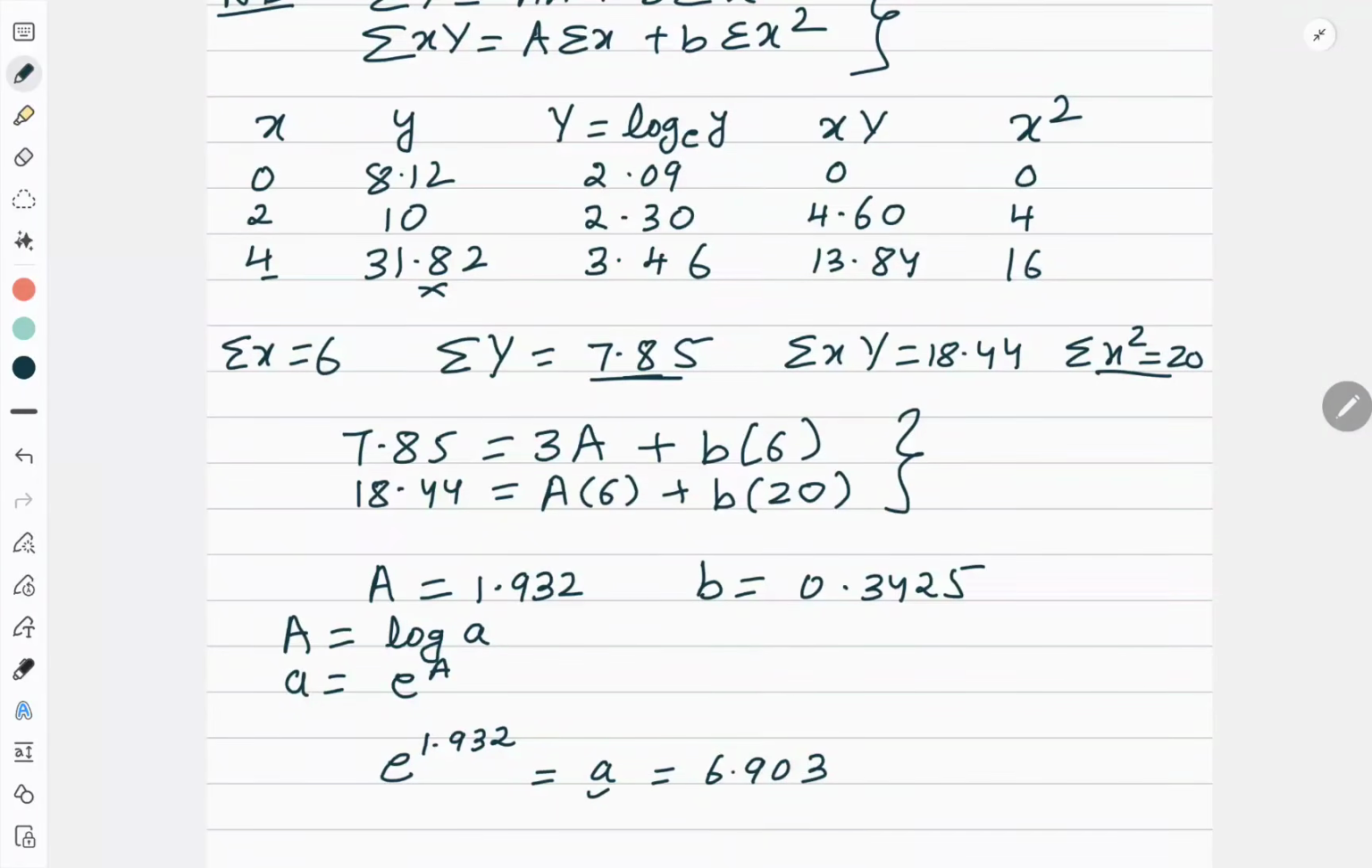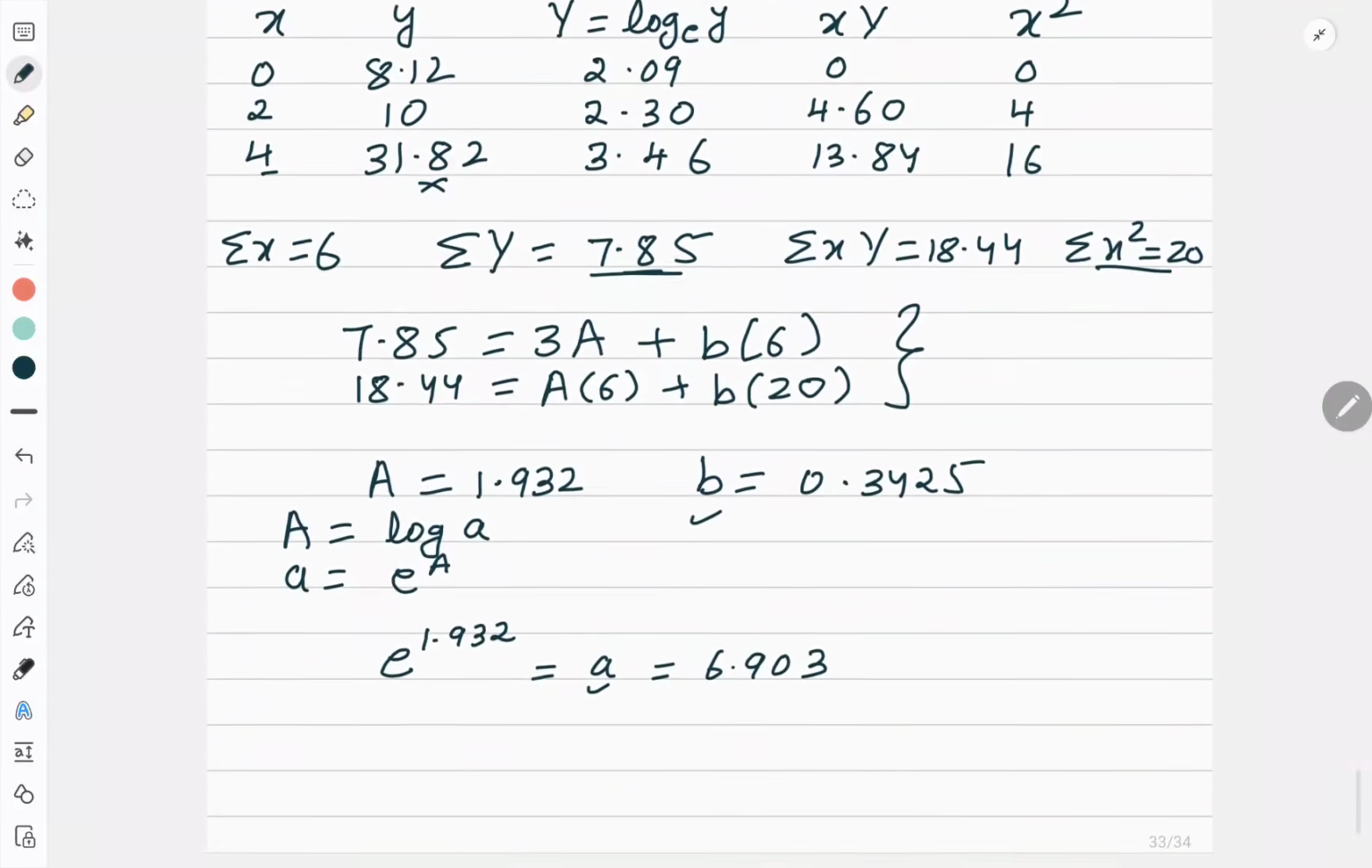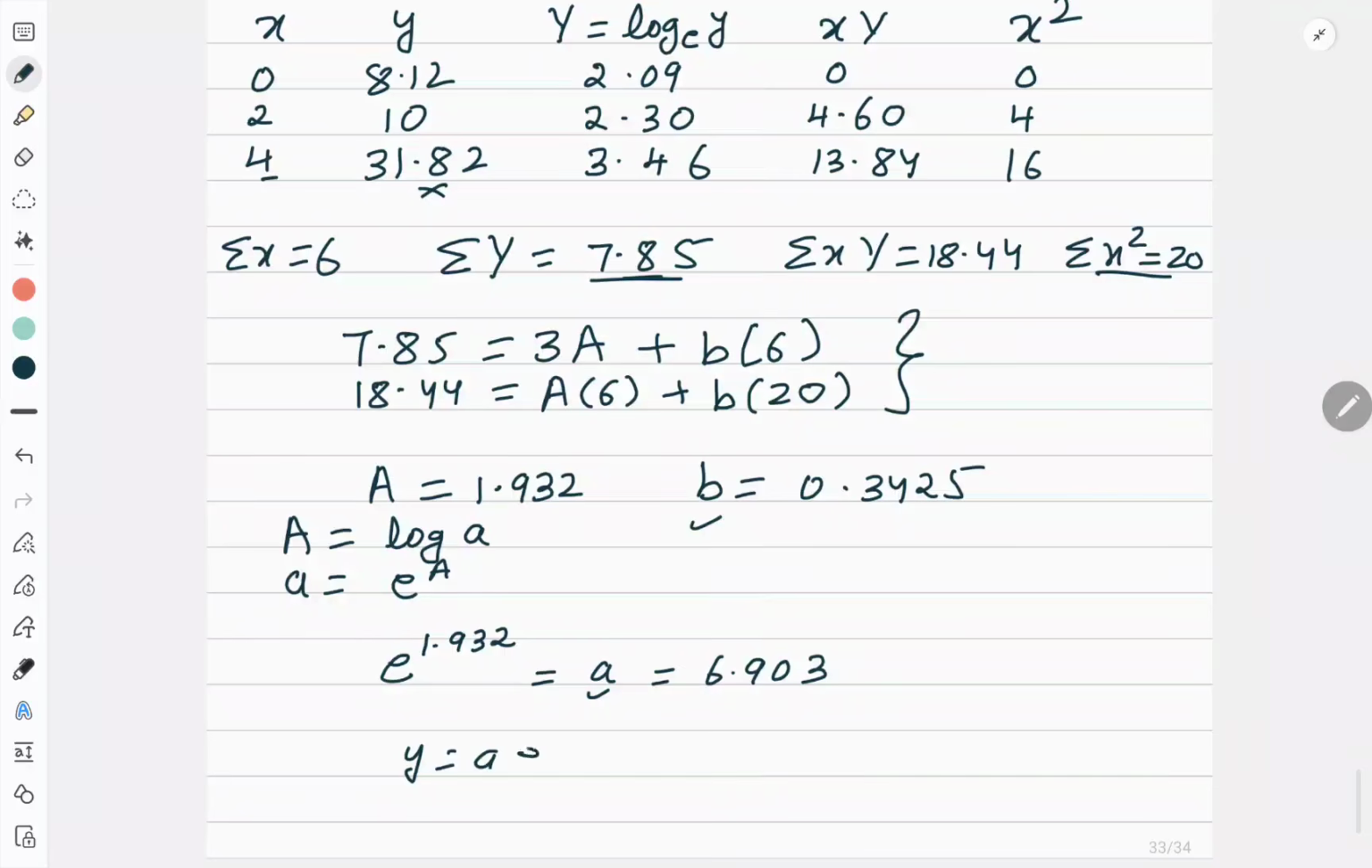Right, now I got small a and small b. So what was the question? y is equal to a e to the power bx. Substitute the value. y is equal to 6.903 e to the power 0.3425x. So this is the answer. This is the exponential curve.